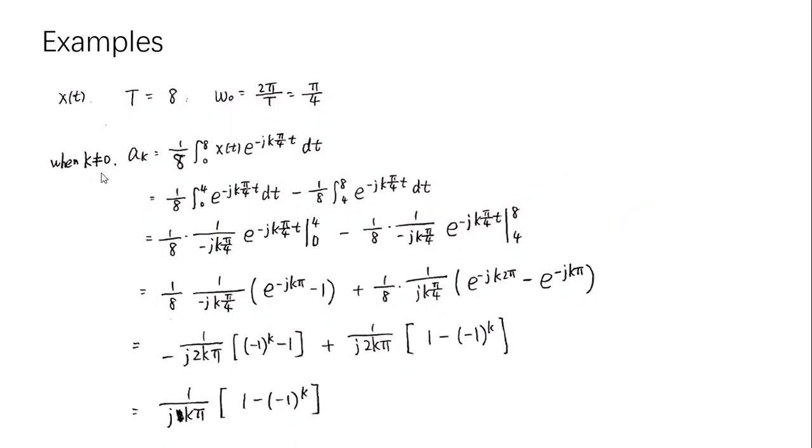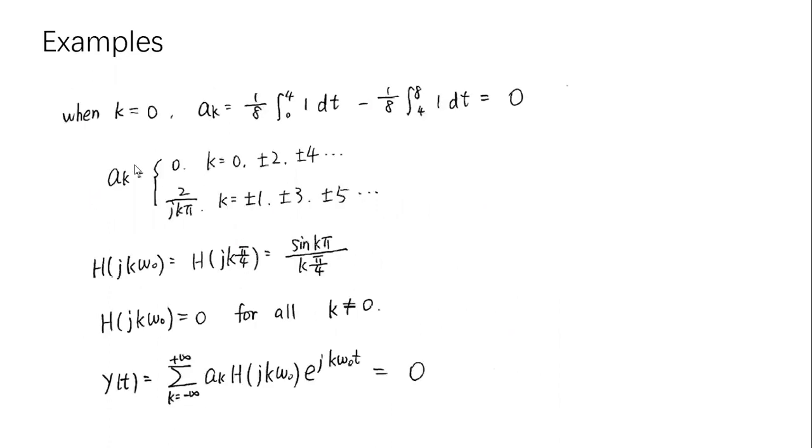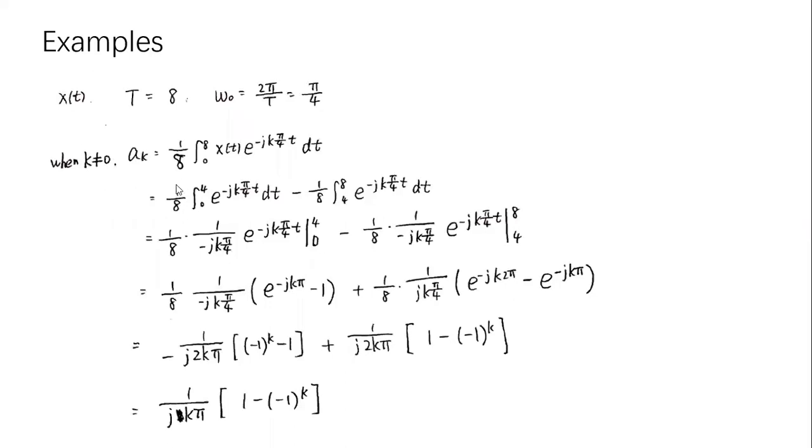This is the case when k is not equal to 0. Then when k is equal to 0, ak is equal to, we use the integral in this step. There isn't a k in the denominator, so it is valid when k is equal to 0.